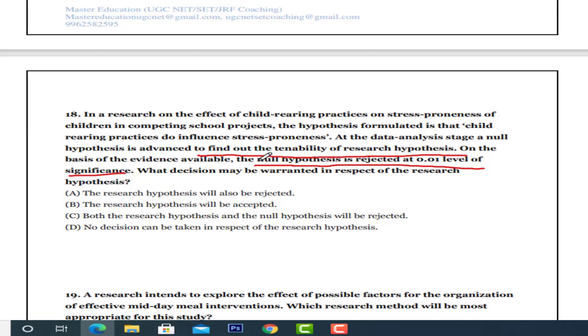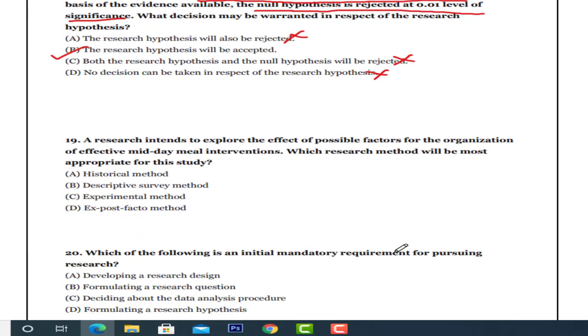Whenever you are doing a research, first of all, the null hypothesis is conducted. If the null hypothesis is rejected, it means the working hypothesis or the research hypothesis will be accepted. We can blindly tick that. Okay. So whenever the null hypothesis is rejected, the research hypothesis will be accepted. That is the rule. We can just remember this.